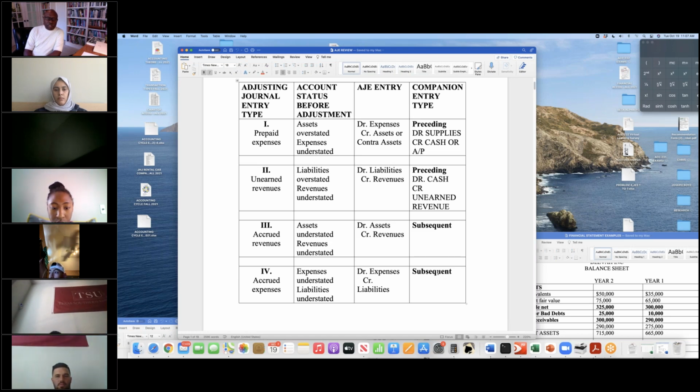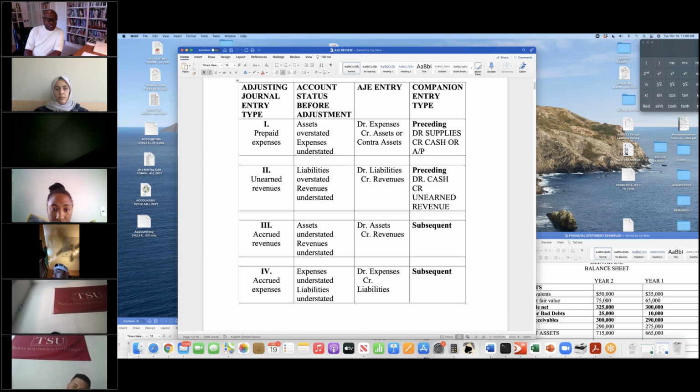So we go through and we talk about it. Then you all are going to put these journal entries in for me as a class. We'll talk about it, but type 3 adjusted journal entry, Roman numeral 3, are accrued revenues.